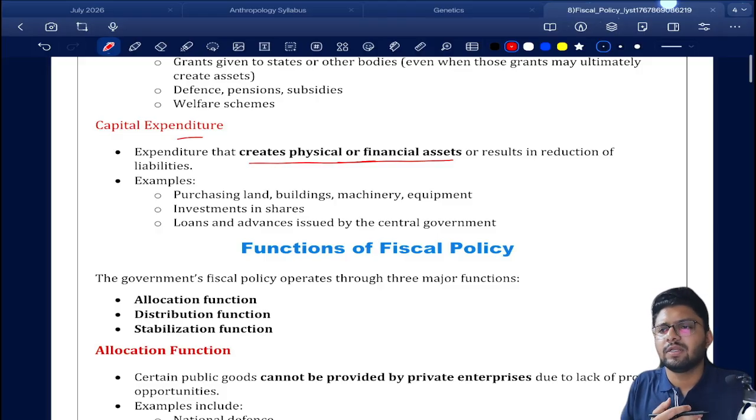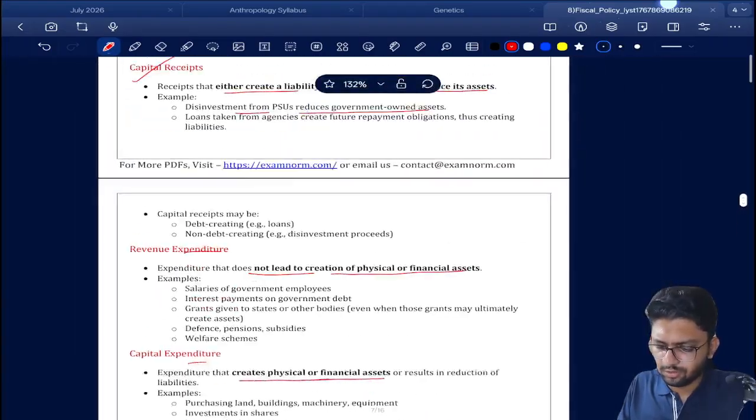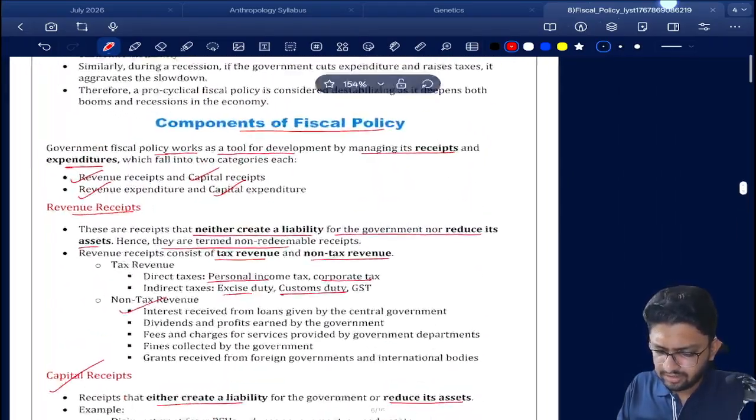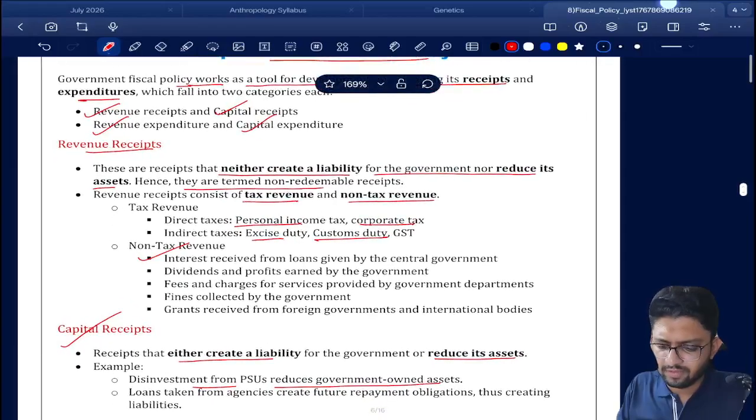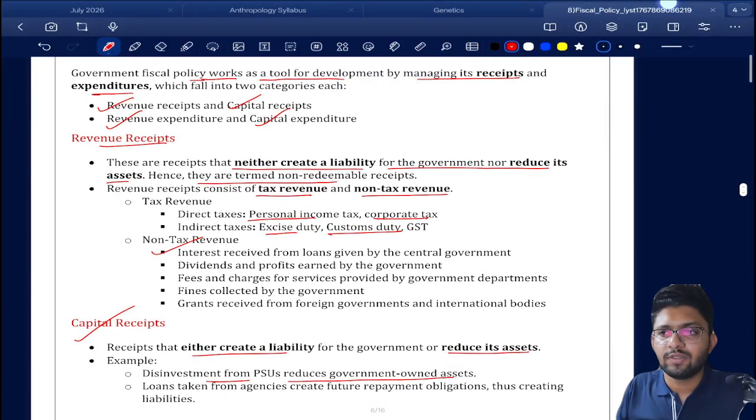I think every candidate who is preparing for any competitive exam knows what these concepts are, but let me tell you in brief what revenue receipts are. When the word receipts comes, be it capital receipt or revenue receipt, just remember that the money is coming into your pocket. As a result, it is called receipts.